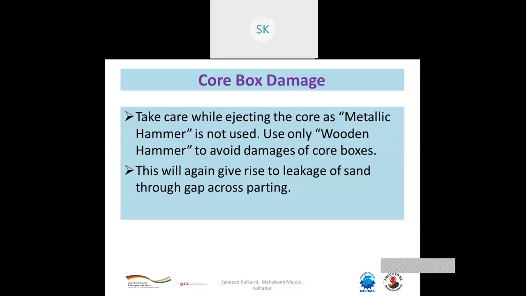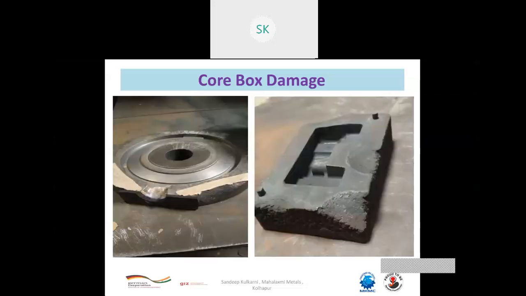First of all, if you have an ejection system, there should not be any reason for any hammer to be required. But even so, if some hammers are required, then you have to use a wooden hammer, not a metallic hammer. This will give rise to leakage of sand through the gap across the parting line. So because of these damages, there will be a leakage of sand through the gap at the parting line where those damages are already created.